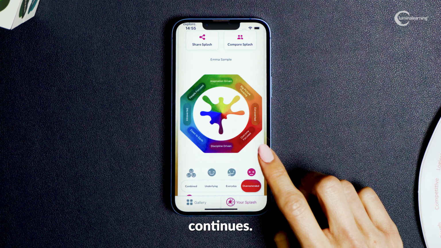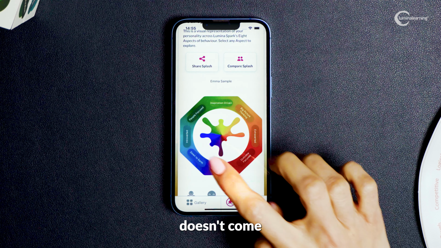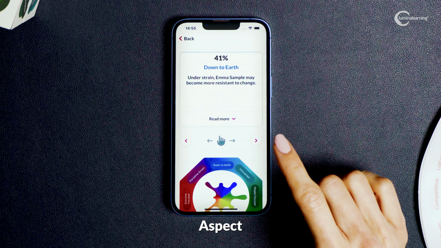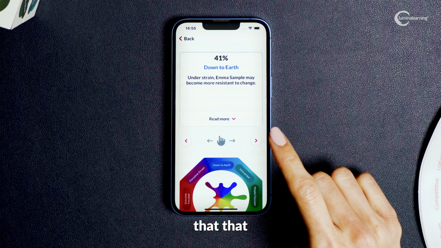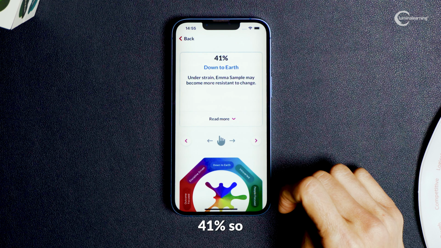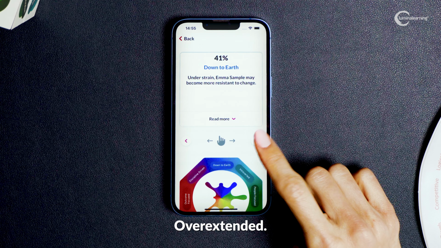So the pattern continues, and in the overextended, it seems the down to earth doesn't come out very much. So when an overextended aspect is low, that means that person doesn't use it so much, it's not causing so much of a problem. 41%, so it's still there, but it's probably not the thing that impacts them most when they're overextended.